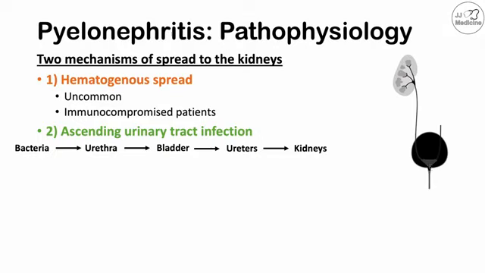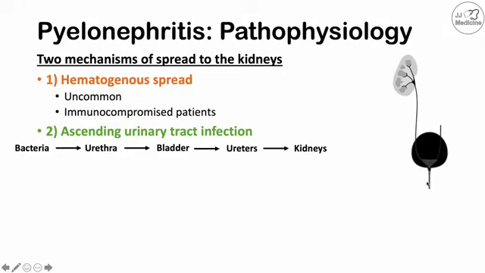So cystitis means inflammation of the bladder. And then the bacteria can then continue to climb up the ureters and eventually lead to the kidneys, which can lead to acute pyelonephritis at that point.